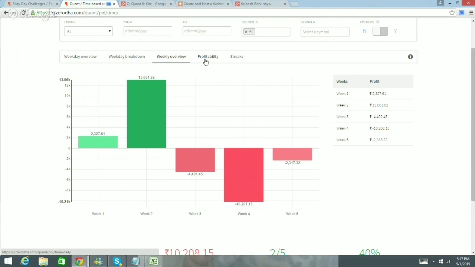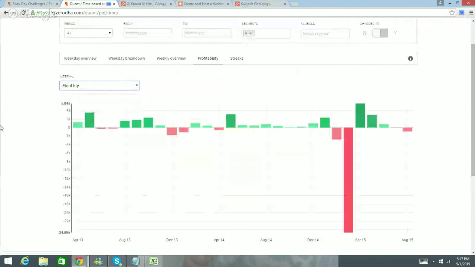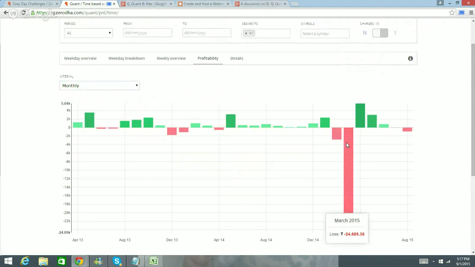And then we have a nice little visualization on how the profitability for the last one year has been for Venu, for example. March 2015 was not great, but otherwise generally Venu has been up and down, I mean, mostly up. You can also see this daily, right?